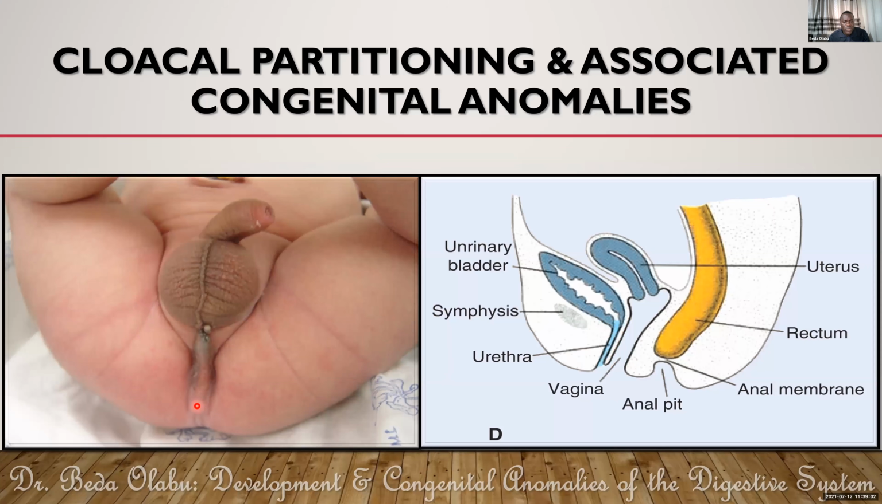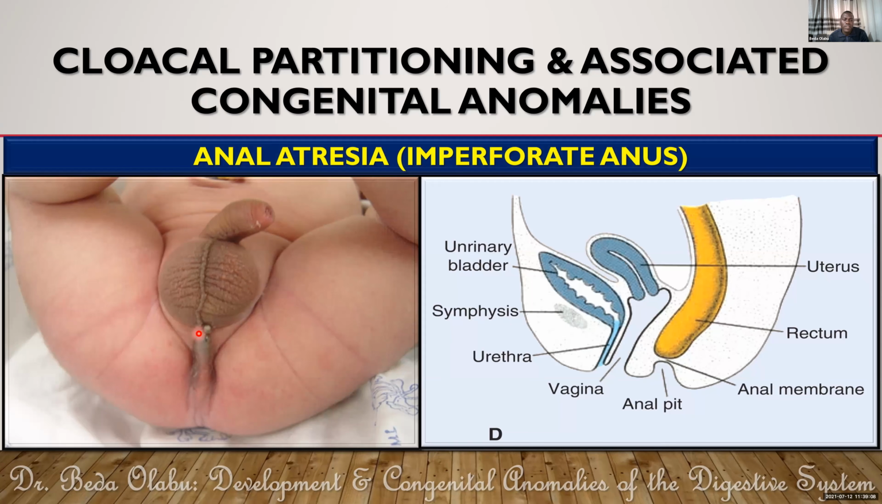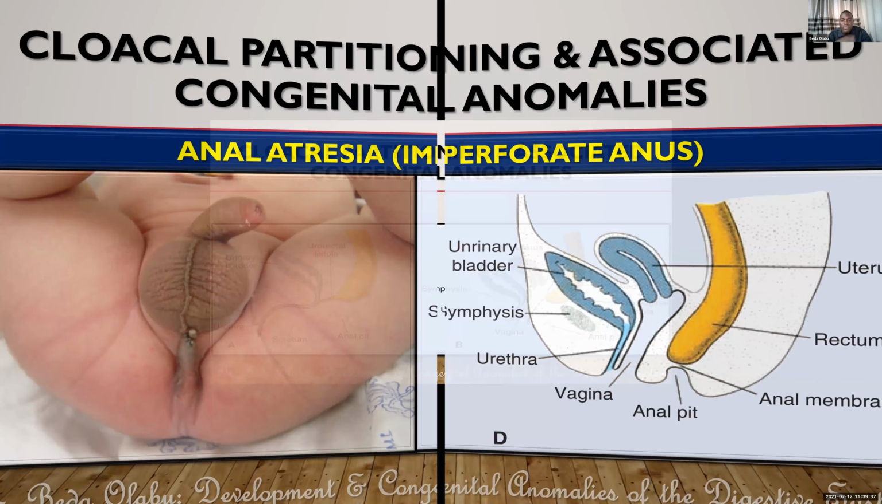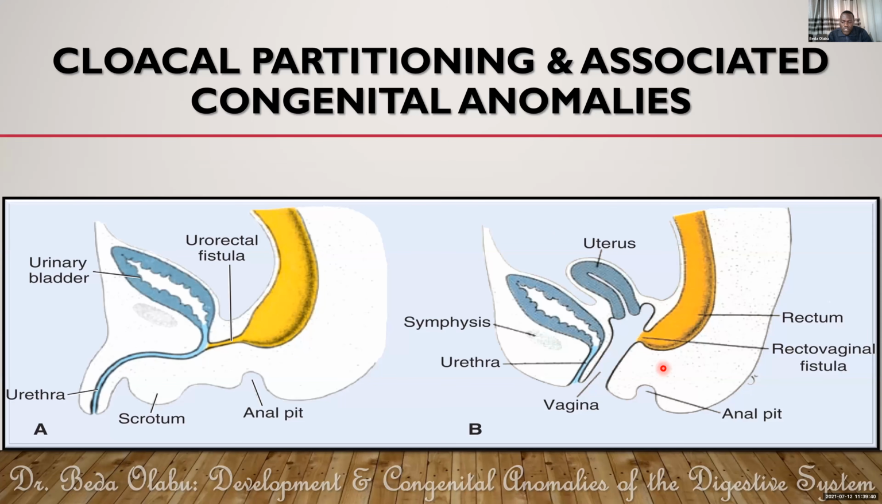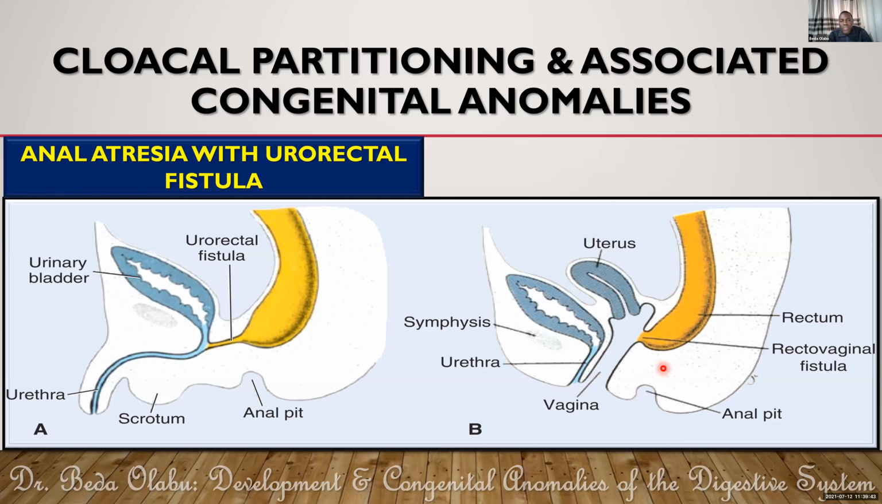Look at this child, there's no anal opening. So just call that anal atresia. You can call it imperforate anus. You still see it there, the rectum and the anus not in continuity. So that's anal atresia or imperforate anus. This child cannot pass stool. You may have isolated anal atresia, but you may also have anal atresia with some fistulae. So these images show you anal atresia with some fistulae.